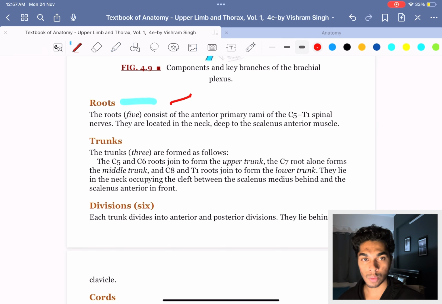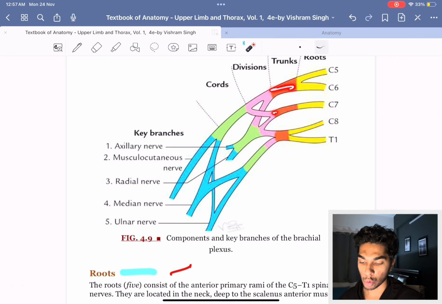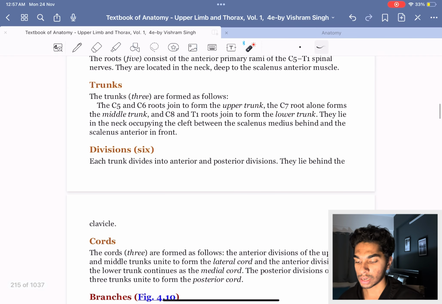Trunks, I've already told you what you're seeing, and I'll explain here. This is upper trunk, middle trunk, lower trunk. C5, C6 will form upper trunk. C7 will form middle trunk. C8 and T1 will form lower trunk. That is what is explained here.